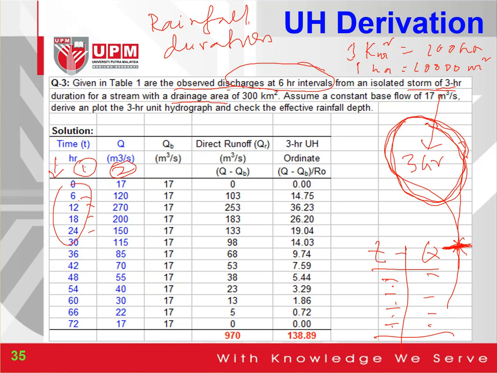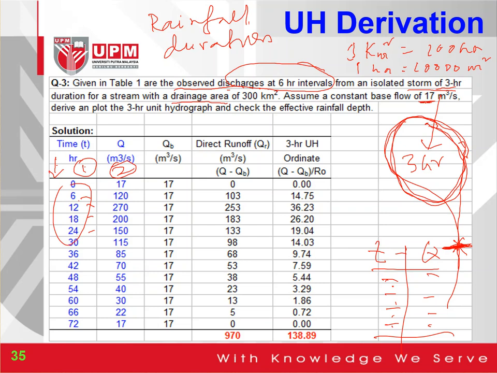Okay. Assume a constant base flow. So base flow here is 17 meter cube, just a constant. And before I mention how you assume the base flow in the class, in that case, I explain again.